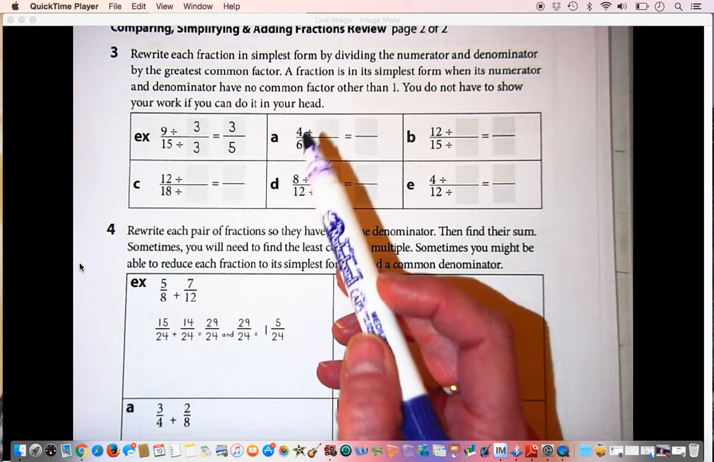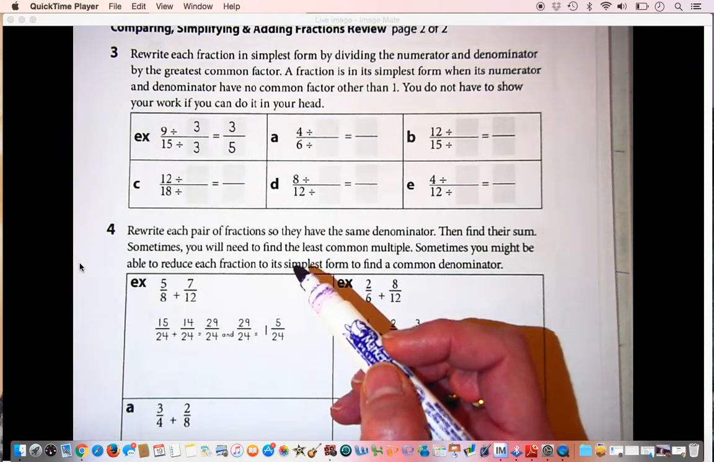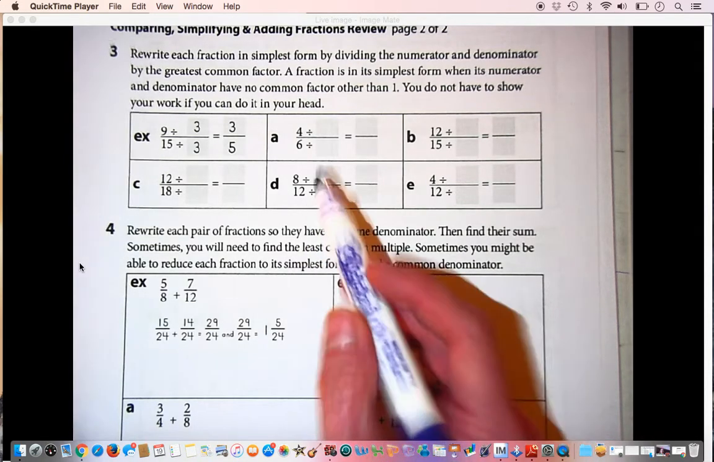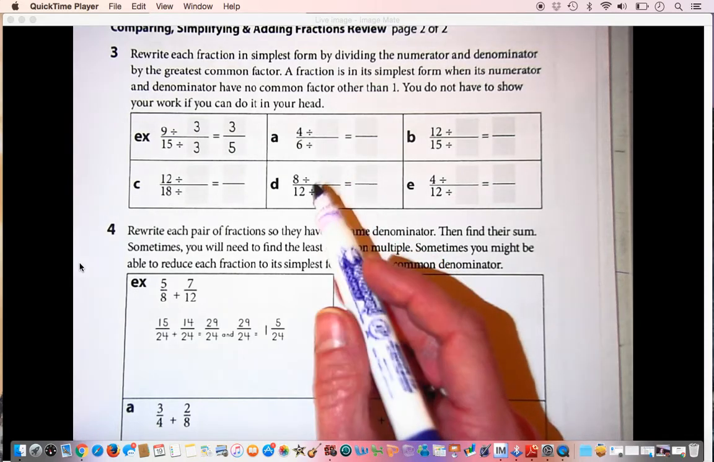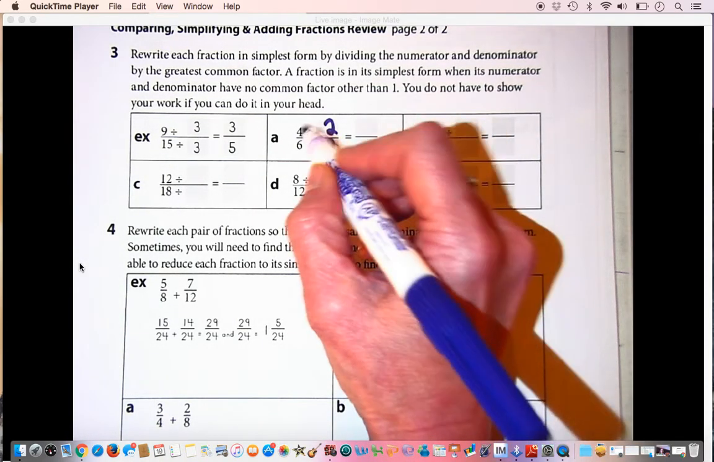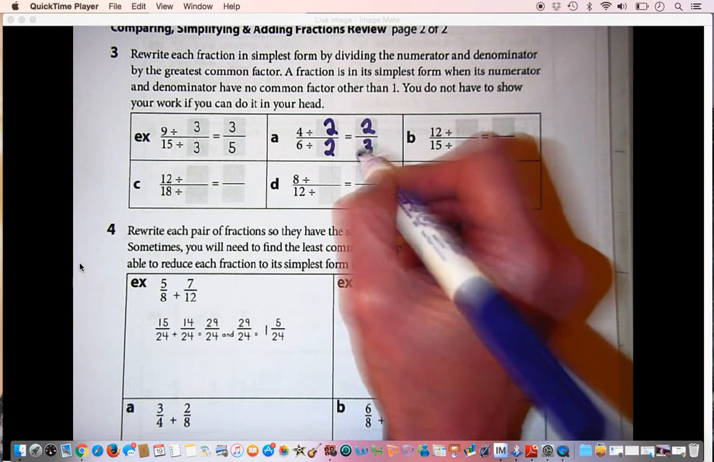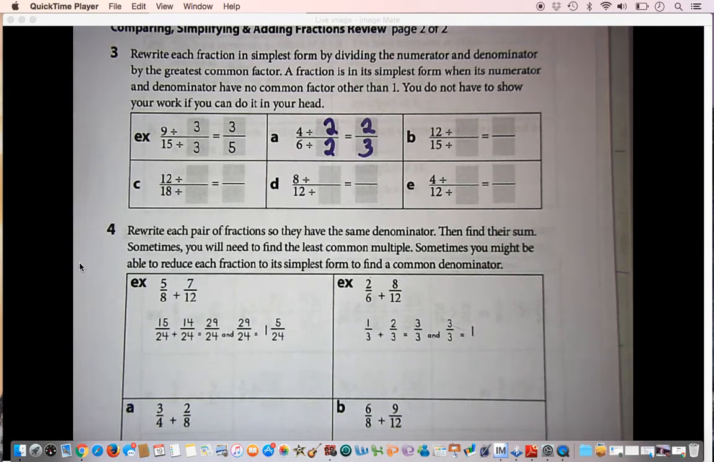So if I did 4/6, what is the greatest common factor that 4 and 6 have? The biggest number that can divide into both of them, I'll just do this one for you, would be 2. So 4 divided by 2 is 2, and 6 divided by 2 is 3. So that's how we do those problems.